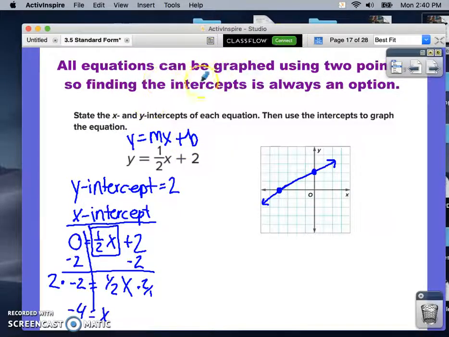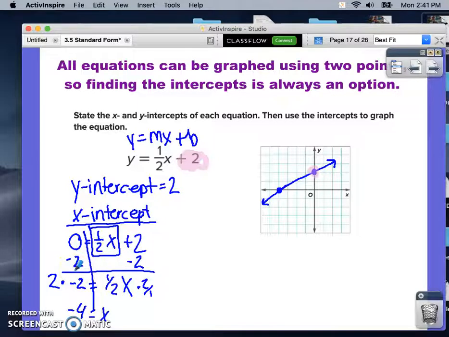Here we go. So all equations can be graphed using 2 points, so finding the intercepts is always an option. State the x and y intercept of each equation and then use the intercepts to graph the equation. So even if it's in this form, you can still find the x and the y intercept. This form is just going to be a little bit easier when you are finding the y-intercept because it is what your b is right here. So it's going to be plotted on my y-axis, go up 2, and plot a point. For your x-intercept, then I can actually just replace the x with 1/2. Nope, I lied. y with 1/2.